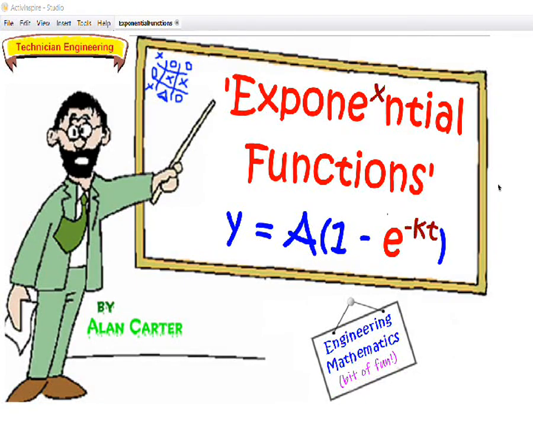Hello, and welcome to this presentation on exponential functions. This presentation does assume you are familiar with the definition of a logarithm and the use of logs.